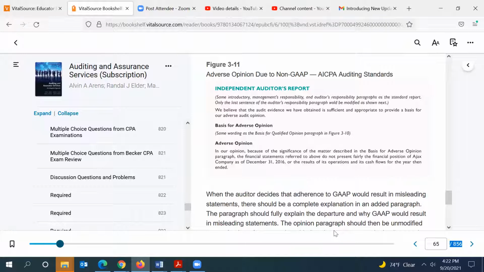It could be that the auditor in figure 311 is very conservative. And as always, if we have a very conservative auditor, they're going to play it safer. In this case, that means to issue an adverse opinion. It could also be that in figure 311, this is a smaller client overall. So therefore, this departure from GAAP is a bigger proportion of the client, a bigger chunk. So that's more highly material too.